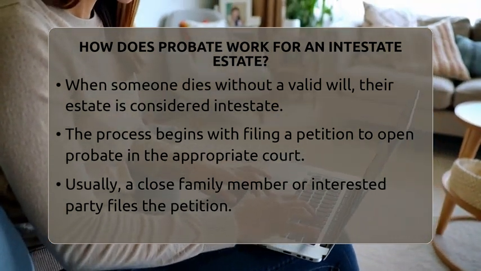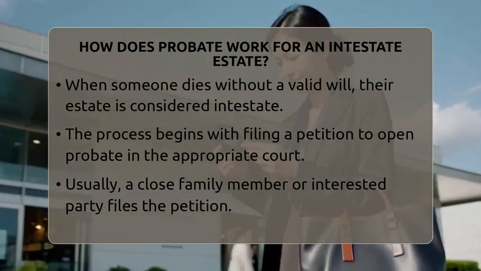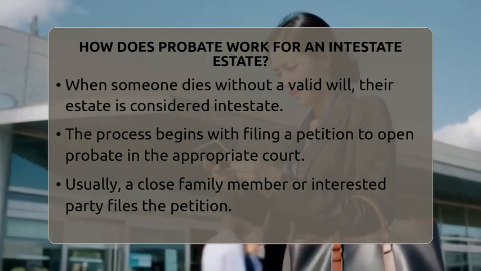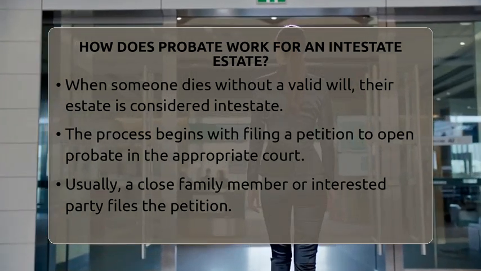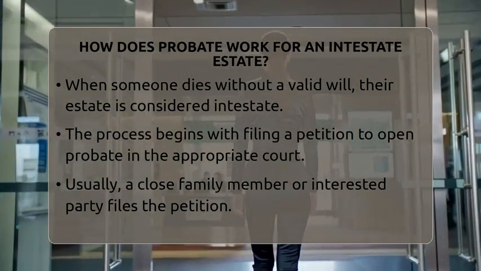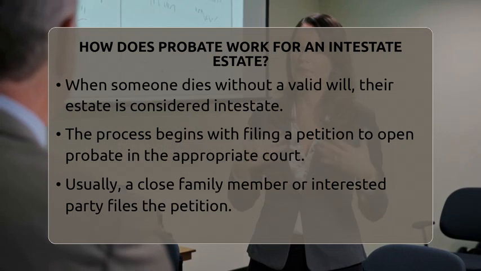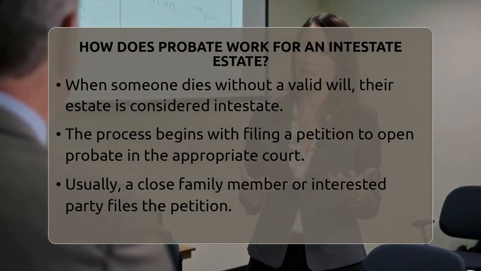When someone dies intestate, the first step is filing a petition to open probate. Usually, a close family member or interested party files this petition with the probate court in the county where the person lived. This begins the legal process of managing the estate.